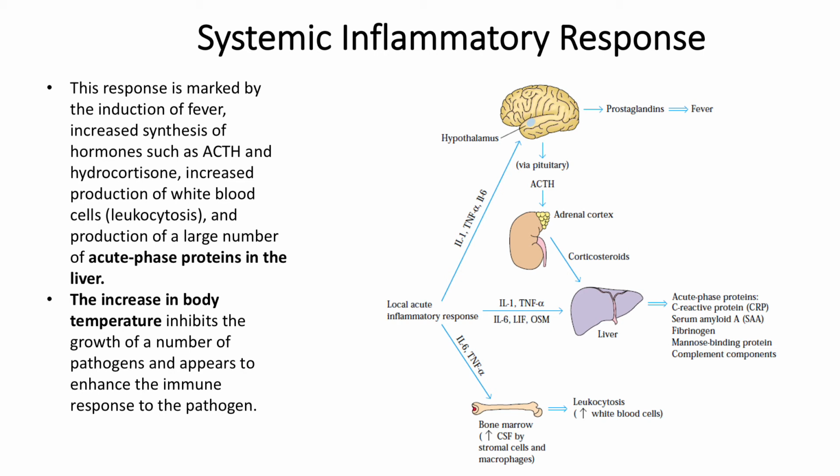Then number three is production of IL-6, TNF alpha can also stimulate the bone marrow, where the production of CSF is increased by stromal cells and macrophages, which is going to result in an increased white blood cell count. Okay, so this is all about systemic inflammatory response.